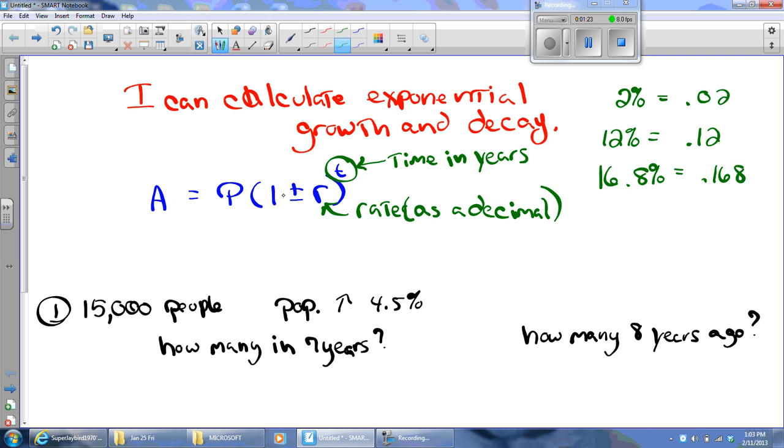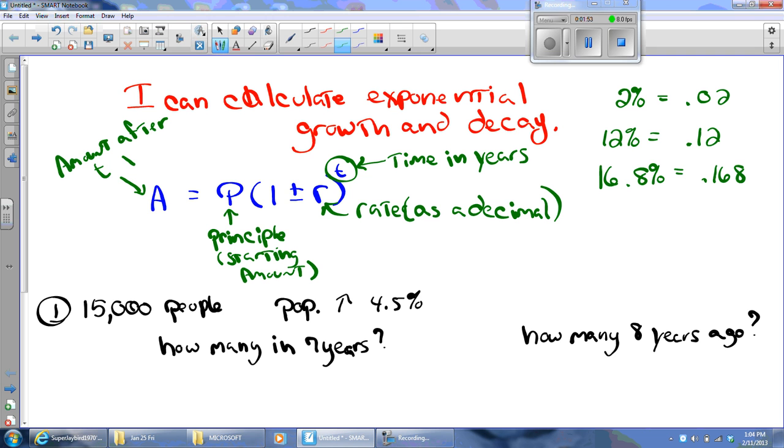Okay. Now the plus or minus depends if it's increasing or decreasing. That's all it means. If it's going up, we'll use plus. If it's going down, we'll use minus. The P is the principal, not like Mr. Morgan, principal. It's the amount you start with. That's the starting amount. Okay? And then A is the amount after T years. The amount after T years.